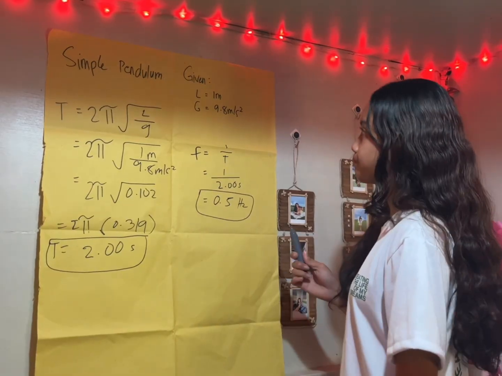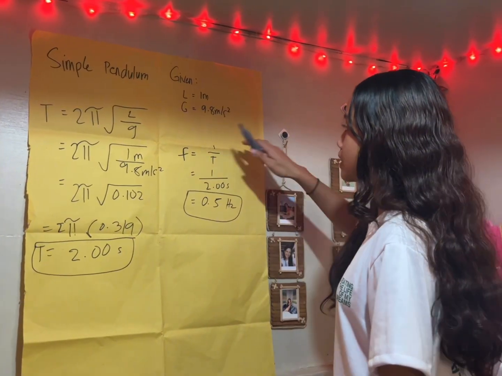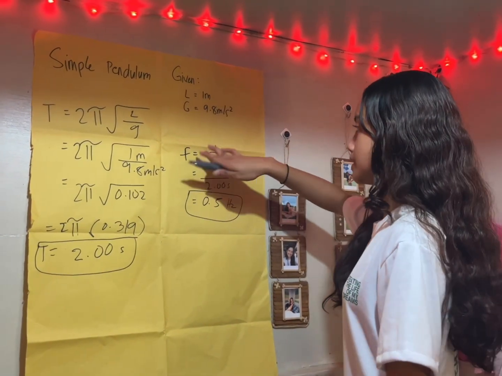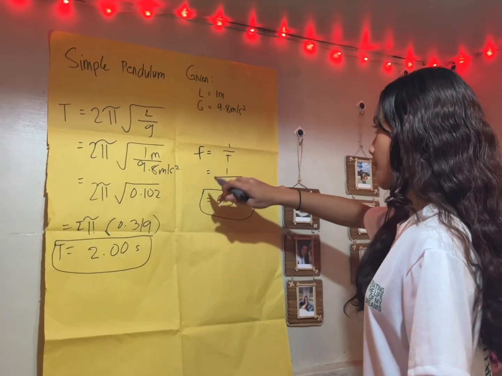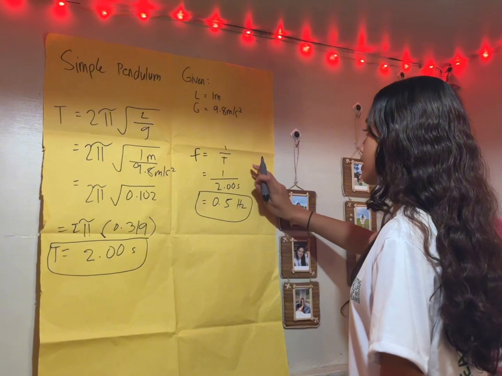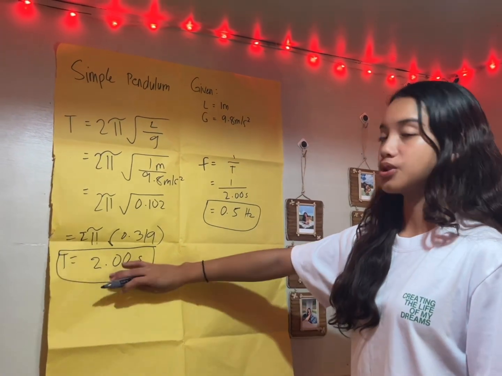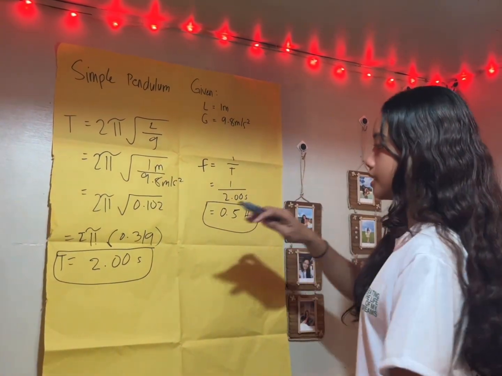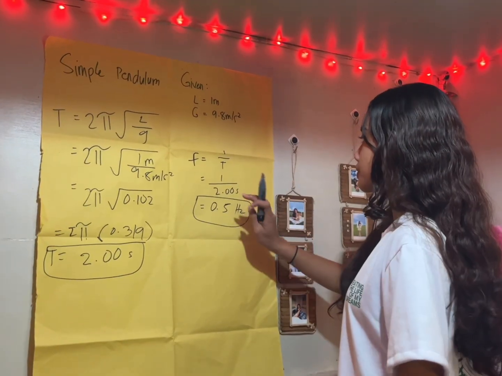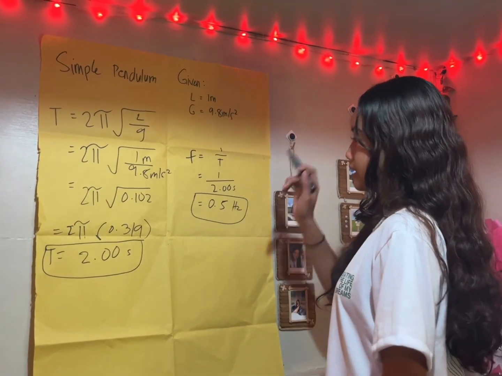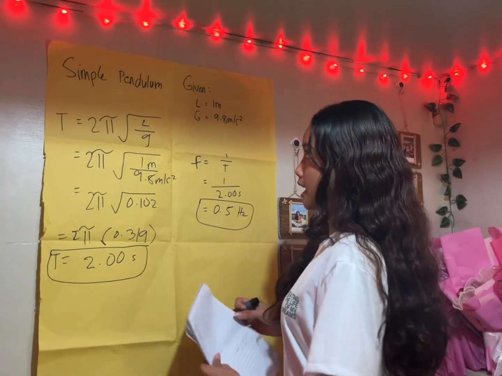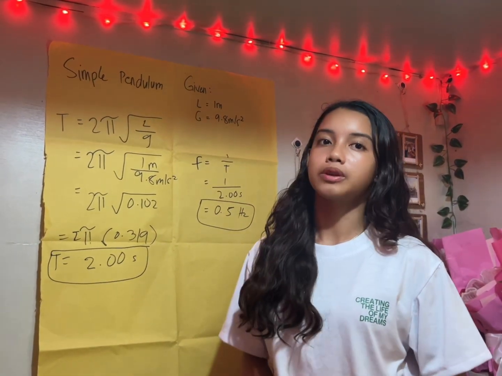So we need to find the frequency. 1 over T, where our time is 2 seconds. As you can see, 1 over 2 seconds is equal to 0.5. So that's the answer to the simple pendulum problem that I mentioned.